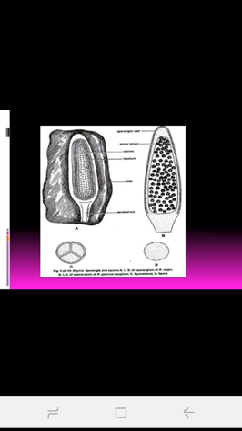Sporangia at the apex of the aerial shoot. It is also a three-walled condition, and in its center, homosporous condition, only one type of spores present, and there is no sterile tissue inside the sporangia.